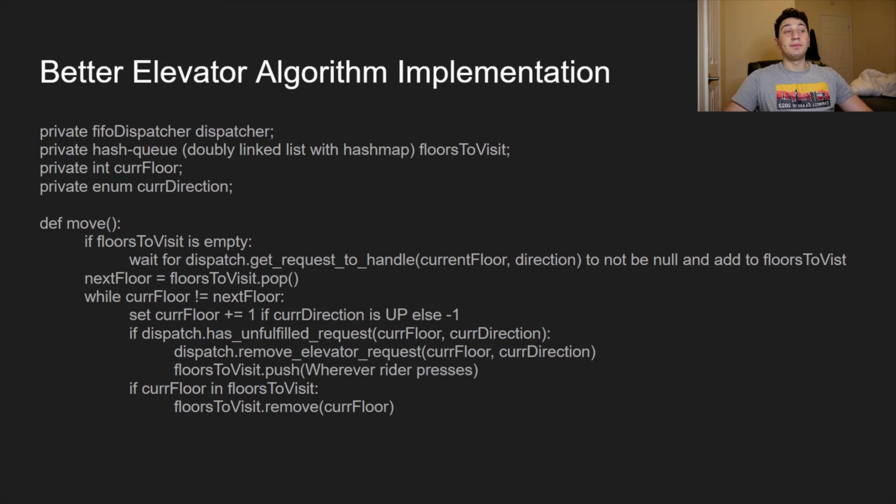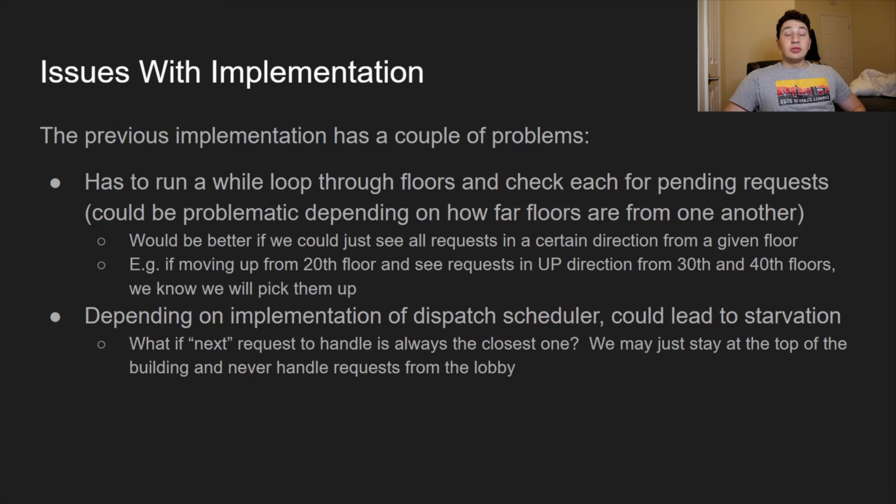Okay, so what are some issues with the previous implementation of the elevator class that I just described? Well, there are a couple. The first is that for code simplicity, I decided to basically run a while loop of all the floors from our current floor to our destination floor, so that at every intermediate floor we could check if there are passengers to pick up or if there are passengers to let out. However, this could technically be improved algorithmically.